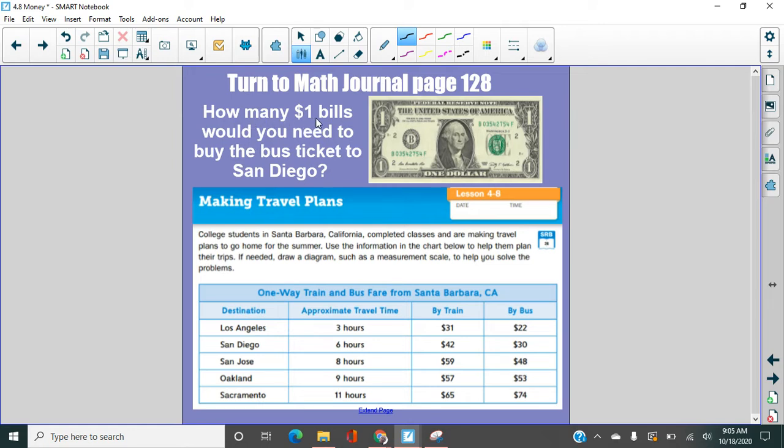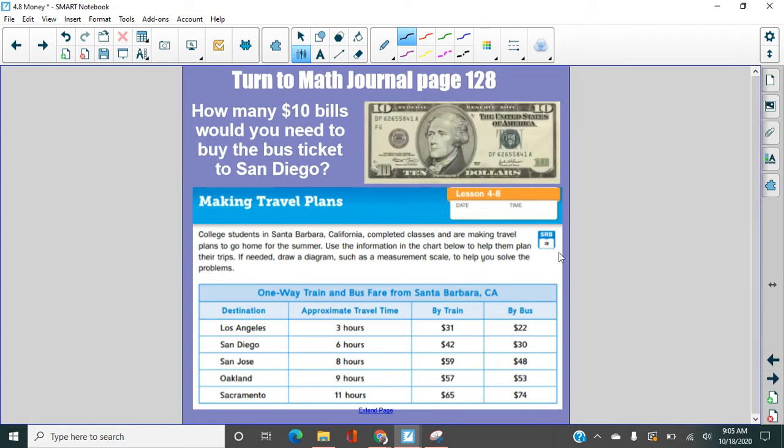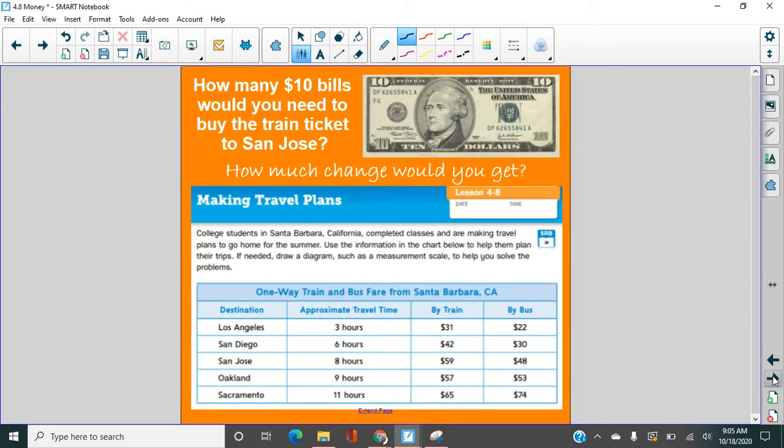Here's a question. How many $1 bills would you need to buy the bus ticket to San Diego? So I'm going to use the table. I'm going to go down to San Diego and I'm going to go over to bus, $31. How many $10 bills would you need? Well, same ticket, right? This time, though, the answer is three. Why is the answer three? Well, you tell me. Why is the answer three, not 30? Because the question is asking about $10 bills, right? We have to look back at the question.